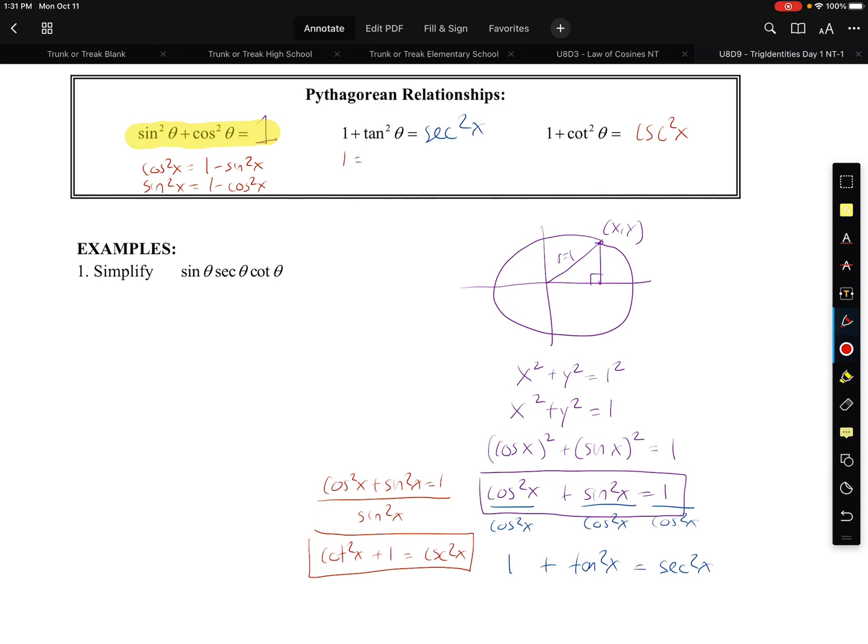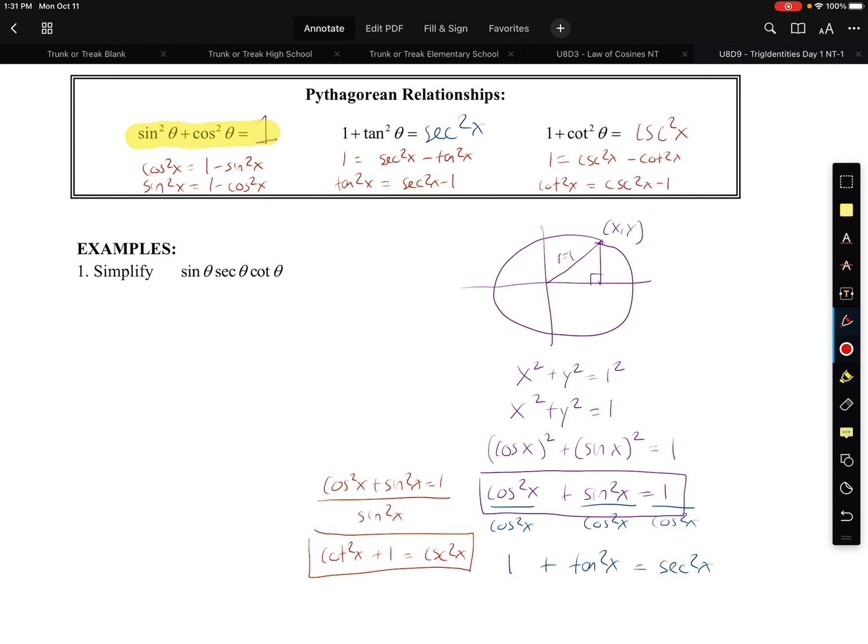Right? If I were to rearrange stuff here, 1 equals secant squared x minus tan squared x. Right, maybe I got tan squared x equals secant squared x minus 1. So again, these aren't terribly different, they're just moving things around that have a different look. Right, so what do I got here? 1 equals cosecant squared x minus cotan squared x. Then I could have cotan squared x equals cosecant squared x minus 1.